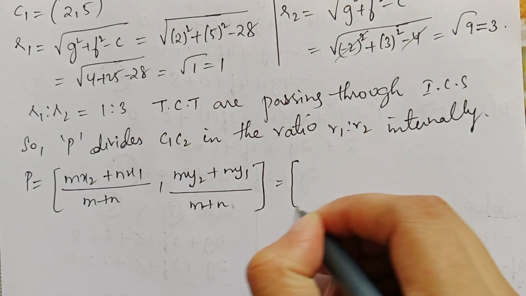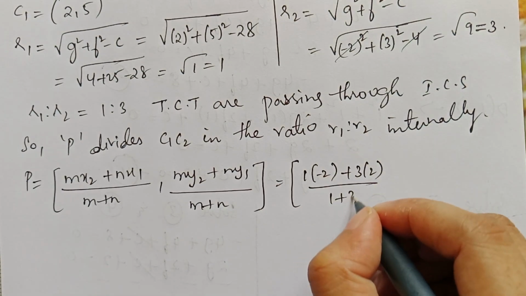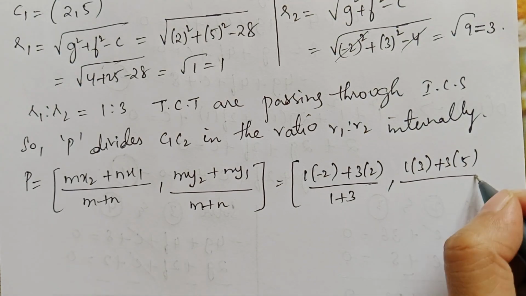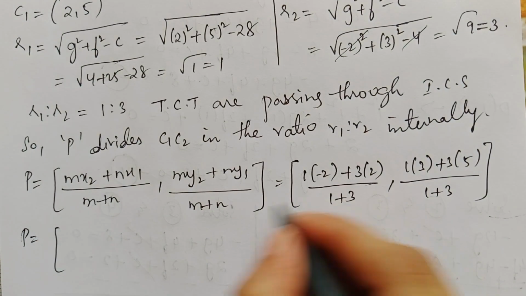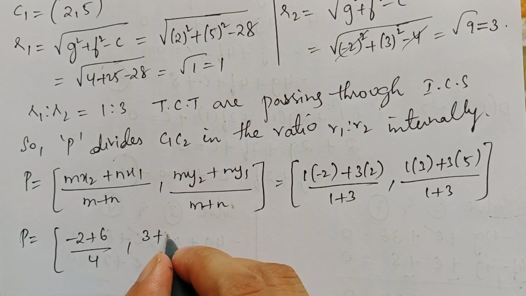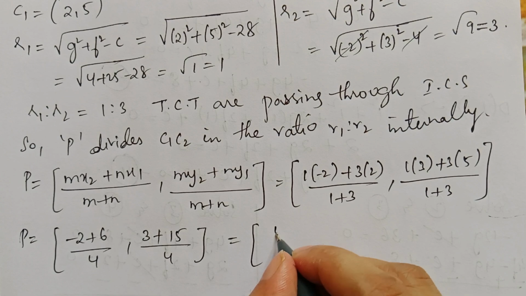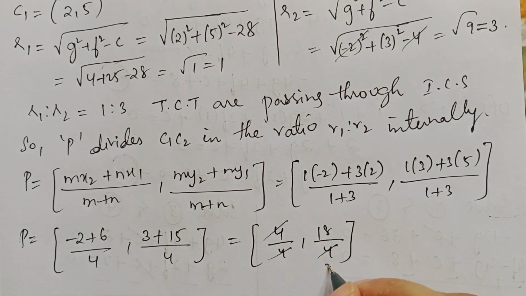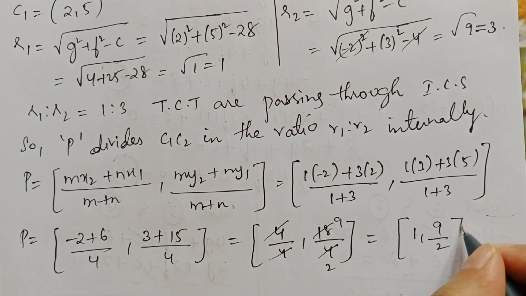If we substitute, we'll get 1 into minus 2 plus 3 into 2 by 1 plus 3, comma 1 into 3 plus 3 into 5 by 1 plus 3. So this can be written as minus 2 plus 6 by 4, comma 3 plus 15 by 4. So this is equal to 4 by 4, comma 18 by 4. 4 ones are 4, 2 twos are 4, 2 nines are 18. So the point of contact is 1 comma 9 by 2.